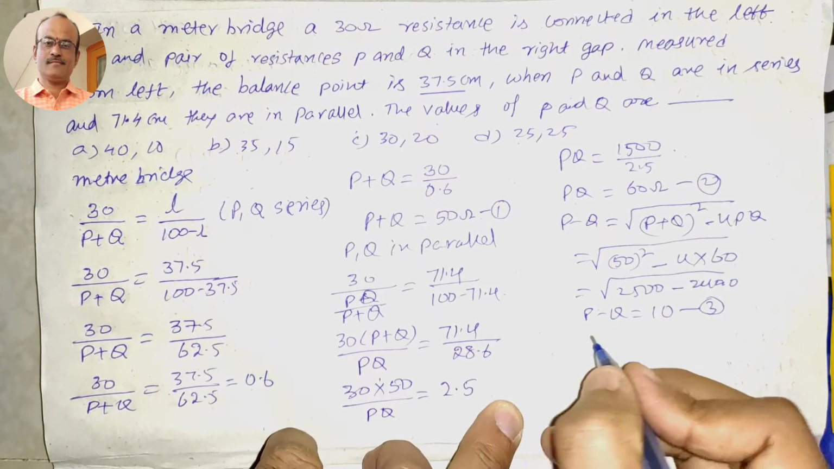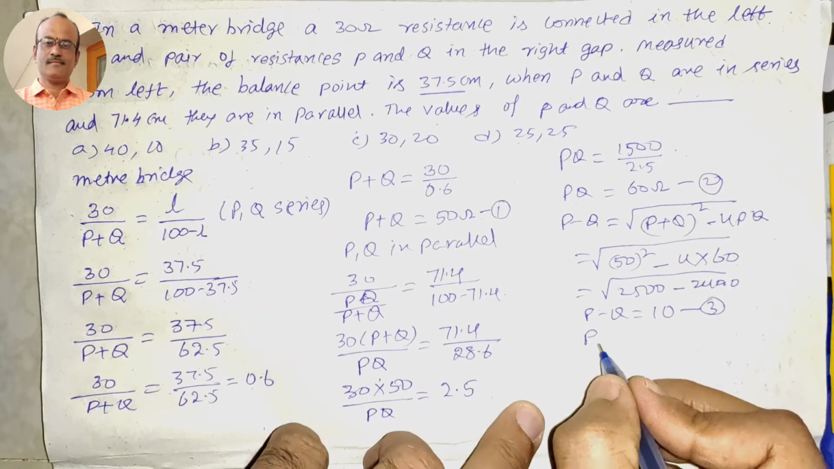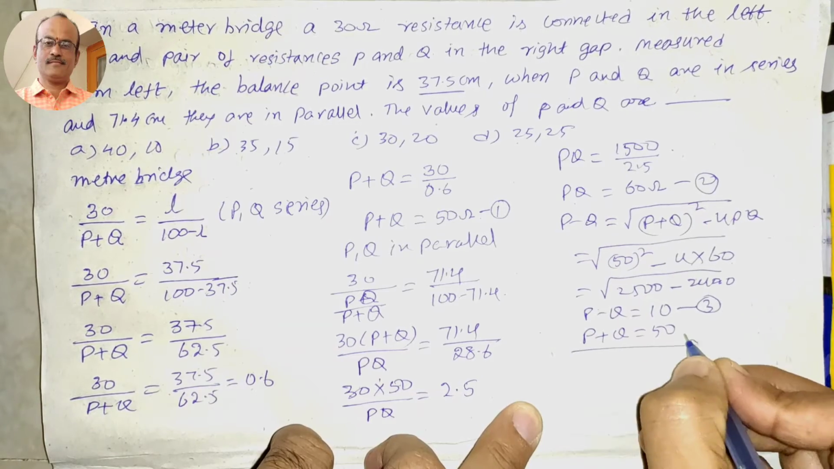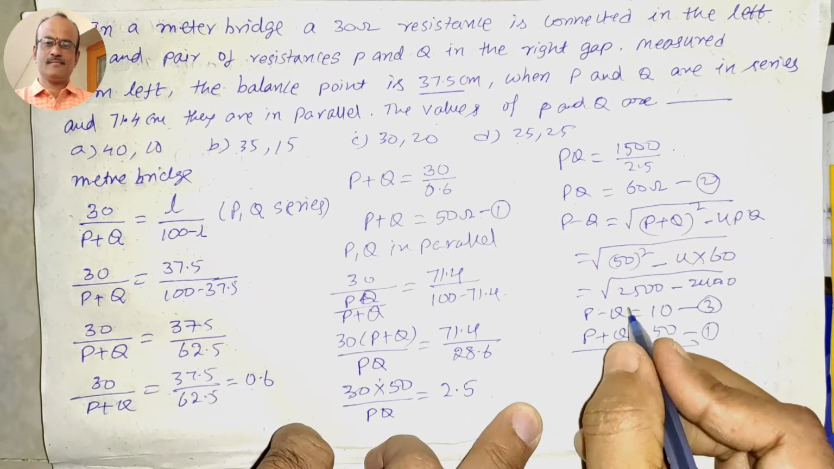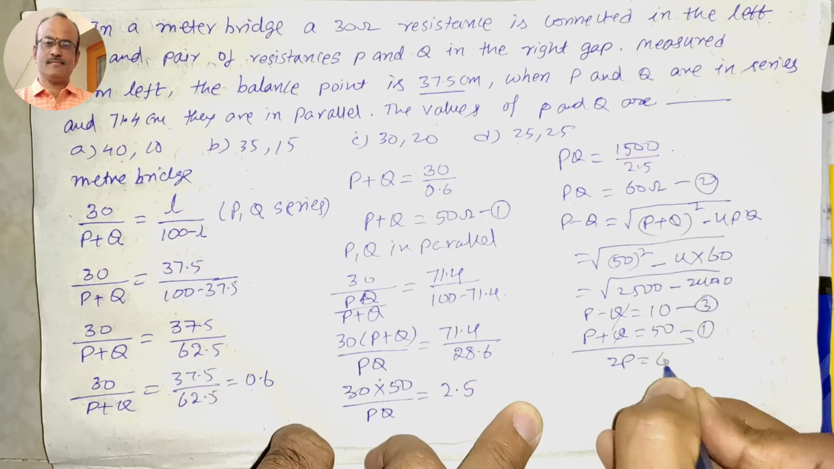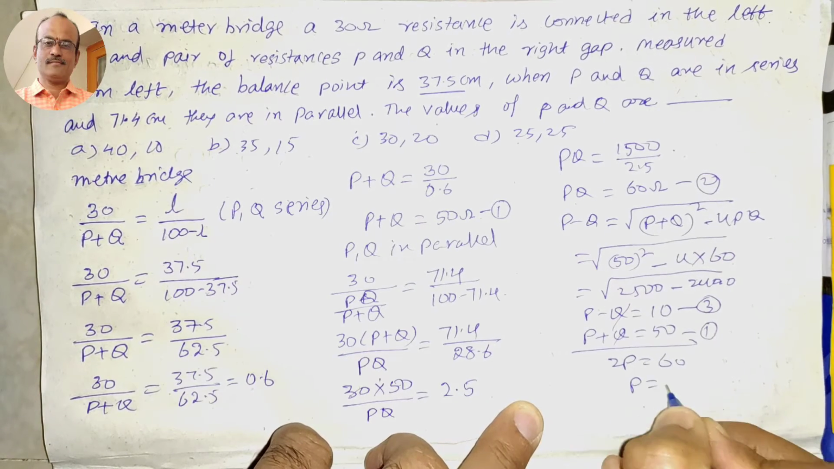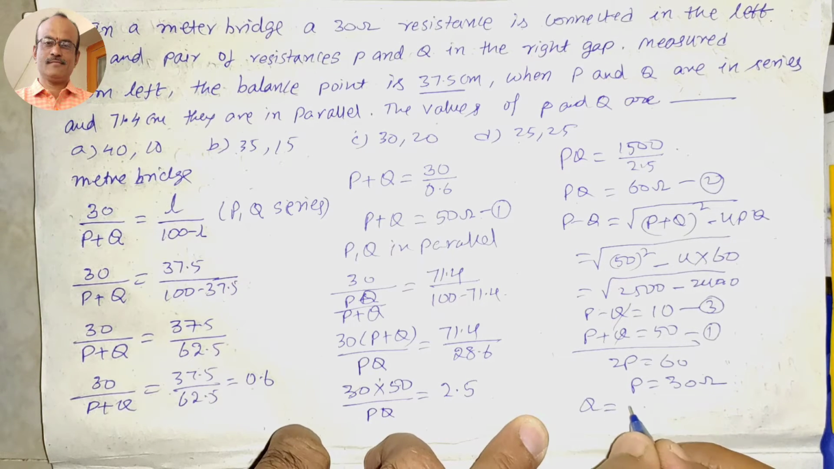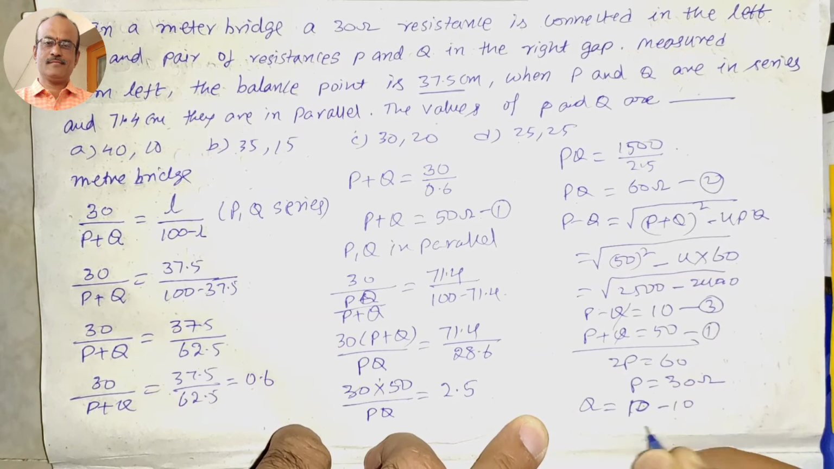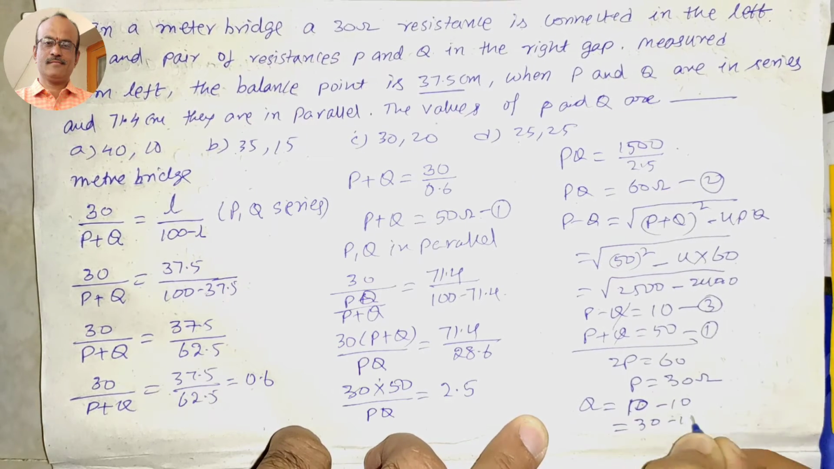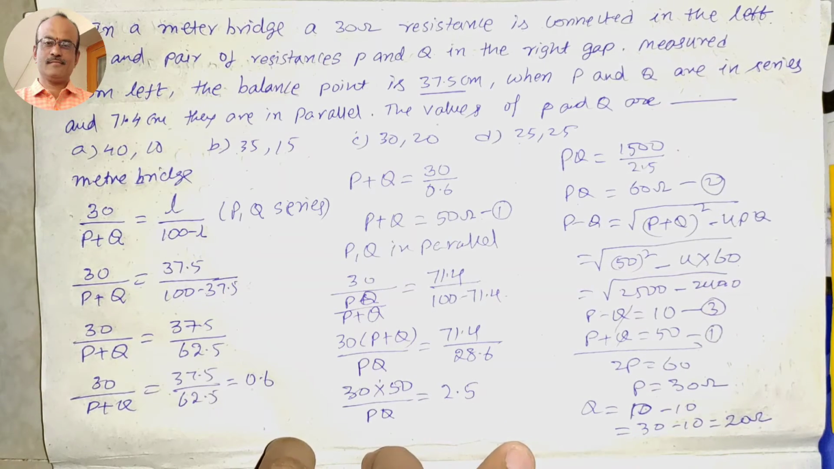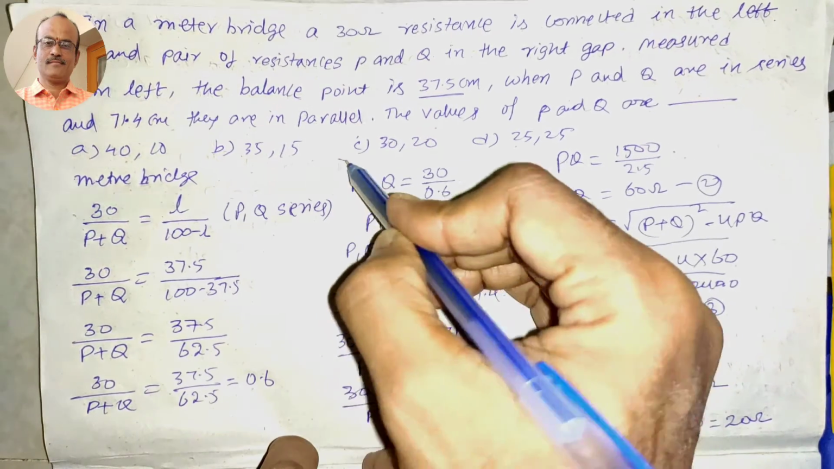On solving 1 and 3, P plus Q is equal to 50. This is the equation number 1. Here both are cancelled. 2P is equal to 60. So from here P is equal to 30 ohms. To get Q value, Q is equal to P minus 10. So here 30 minus 10 is equal to 20 ohms. So which option is correct here? 30 and 20. So option C is correct.